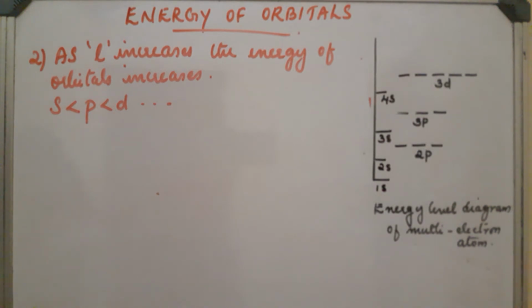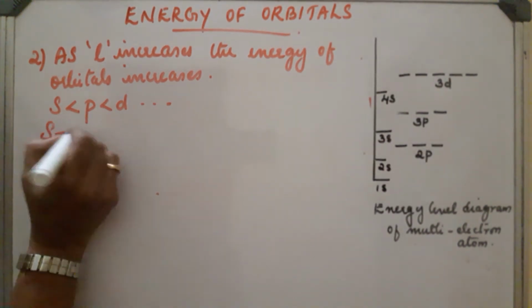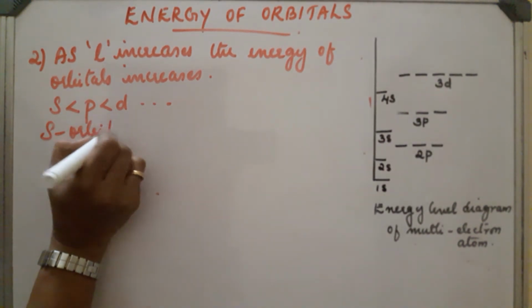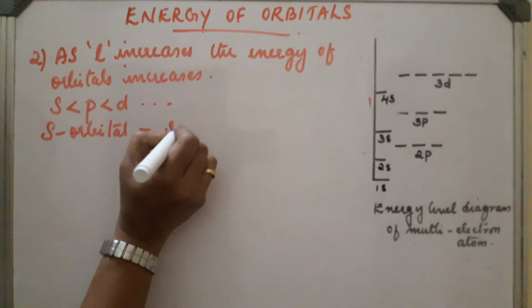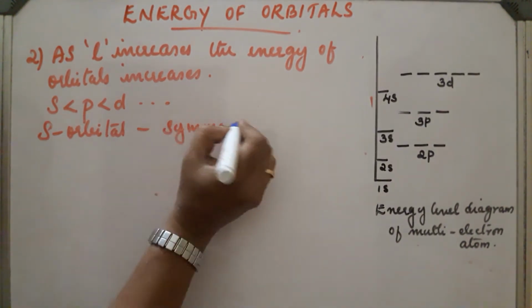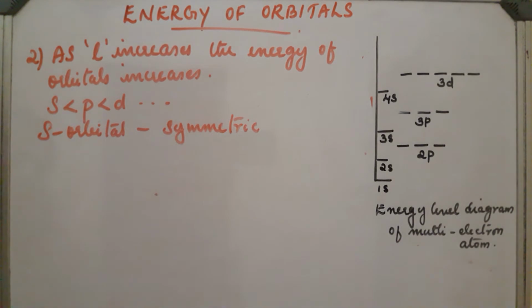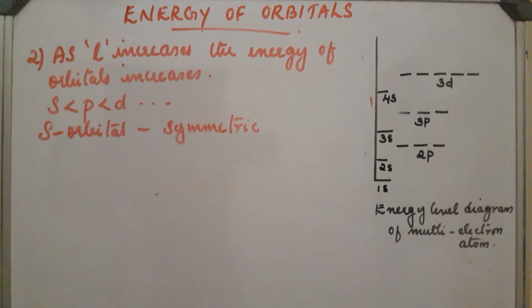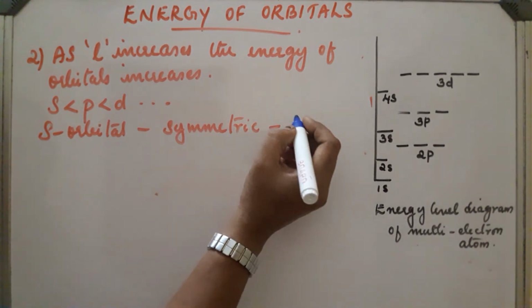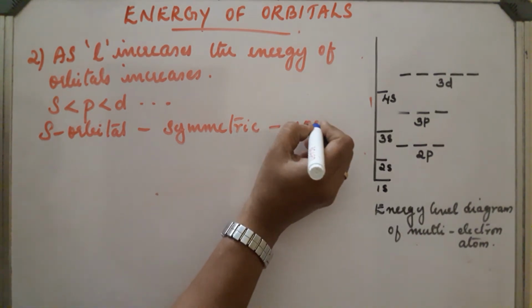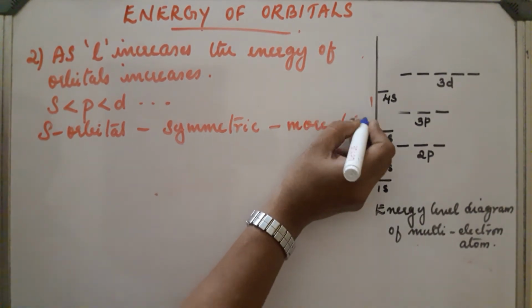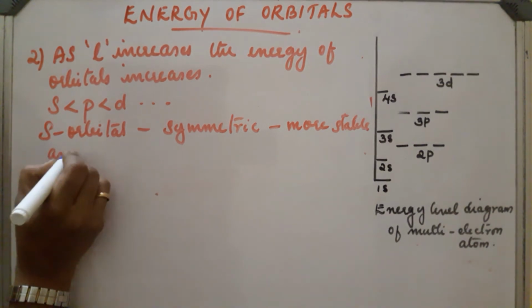This is due to the reason that the s orbital is symmetric in shape. That means electrons are very close to the nucleus, so the nuclear attractive force is more. So in such cases what will happen? The atom is more stable and has less energy.